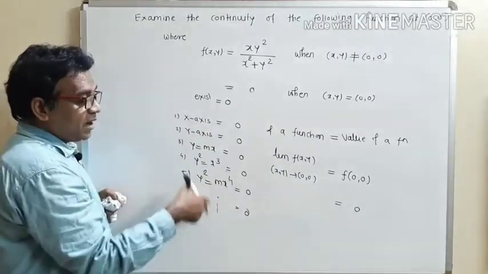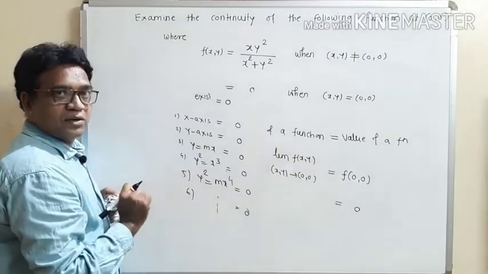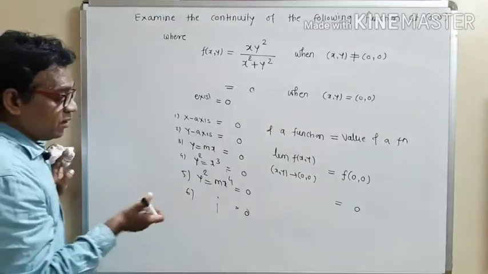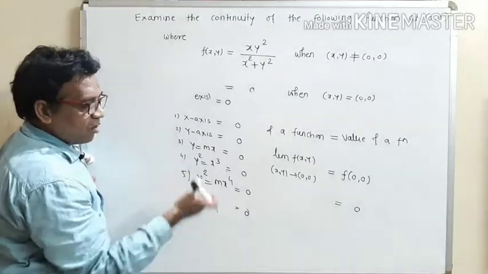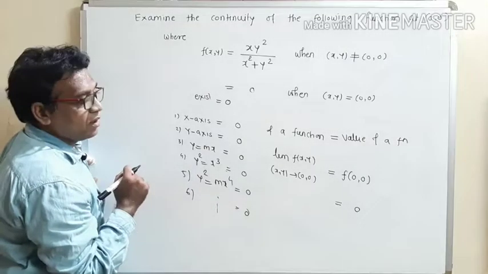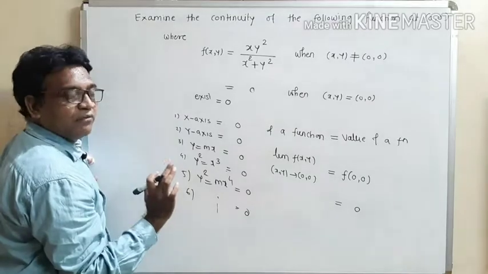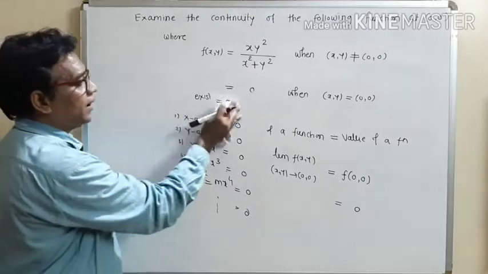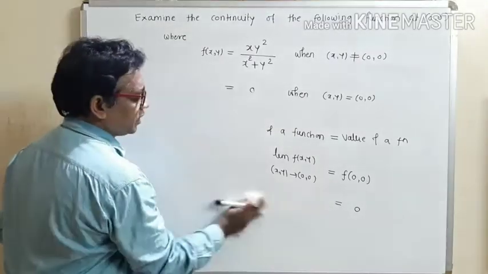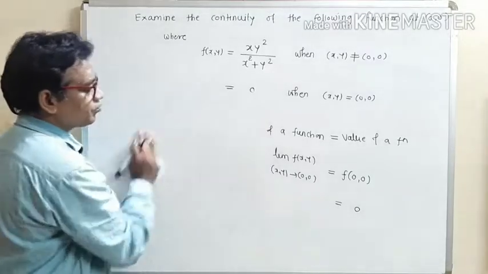Now these are infinitely many paths, so it is not possible to work on every path. So if the limit is unique, then what is the process? We use the epsilon delta method. See what is the epsilon delta method? This is the method.